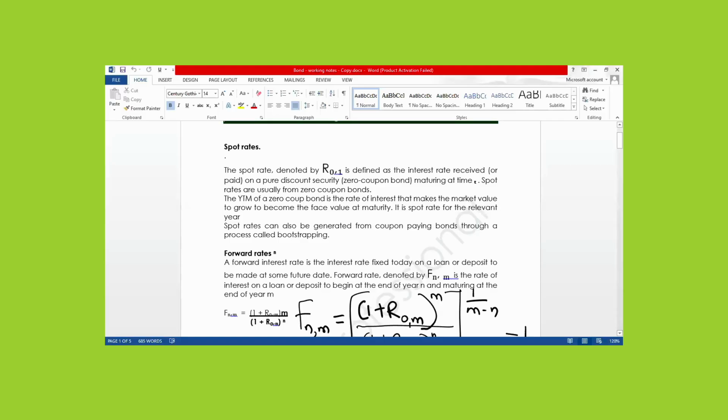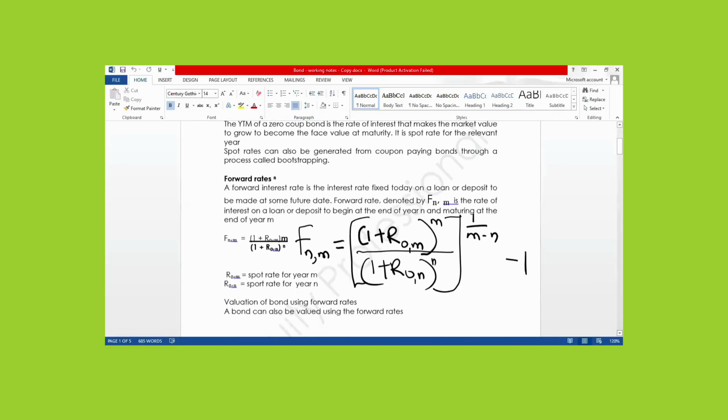Forward rates. A forward interest rate is the interest rate fixed today on a loan or a deposit to be made at some future date.